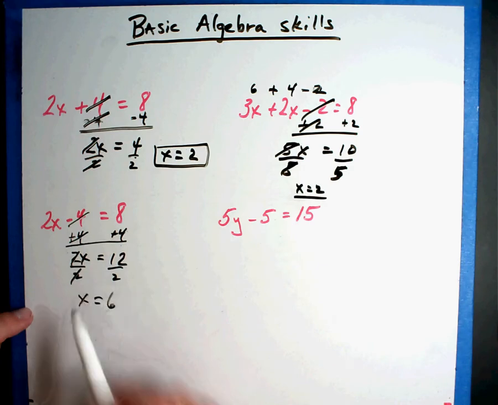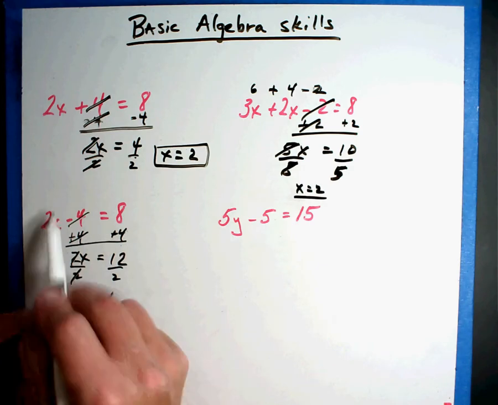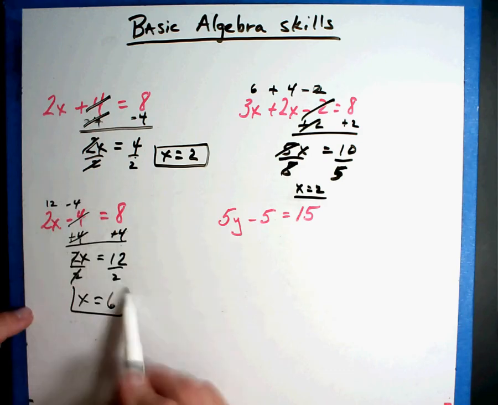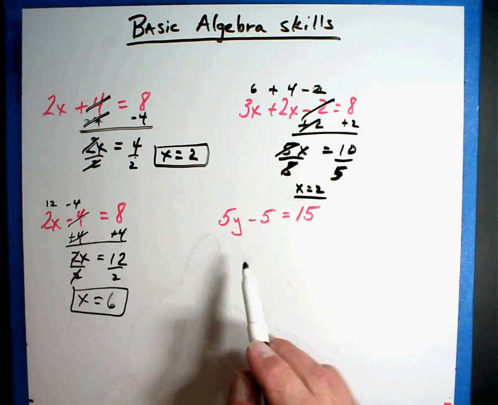X equals 6. Check my work. 6 times 2 is 12. Minus 4 is 8. That's going to be the right answer. Very good. Oh, this one's tricky.